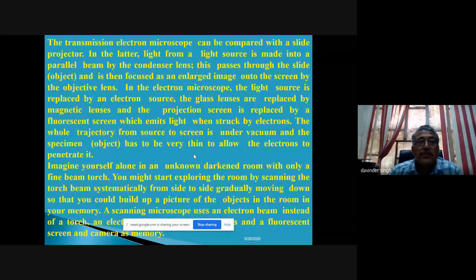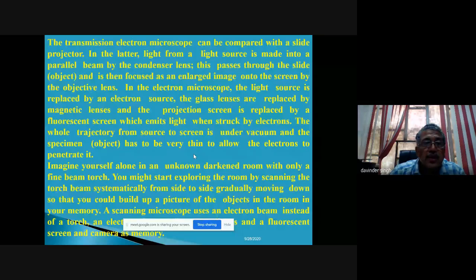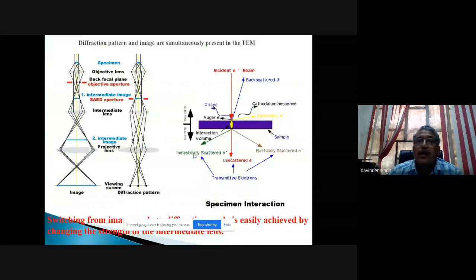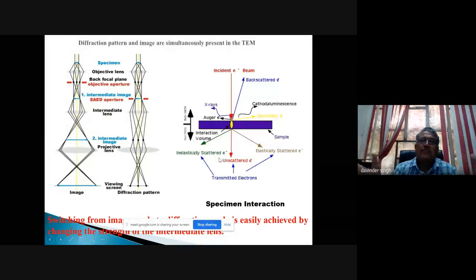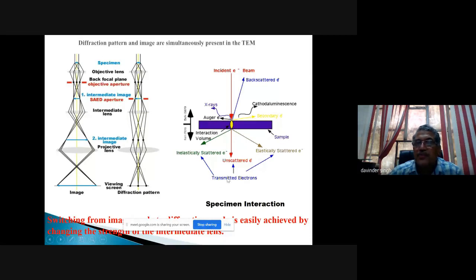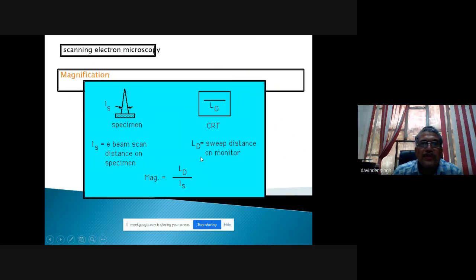So this transmission electron microscope can be compared with a slide projector, as I told you earlier. The same applies to SEM or TEM, how you do the diffraction pattern, and how you do it in case of SEM interaction. This is a combined idea of the emission: from the transmitted electrons you get unscattered and elastically scattered electrons, Auger electrons, all. These signals are used for scanning electron microscopy, and these scattered electrons are used for TEM. So both ways are possible.